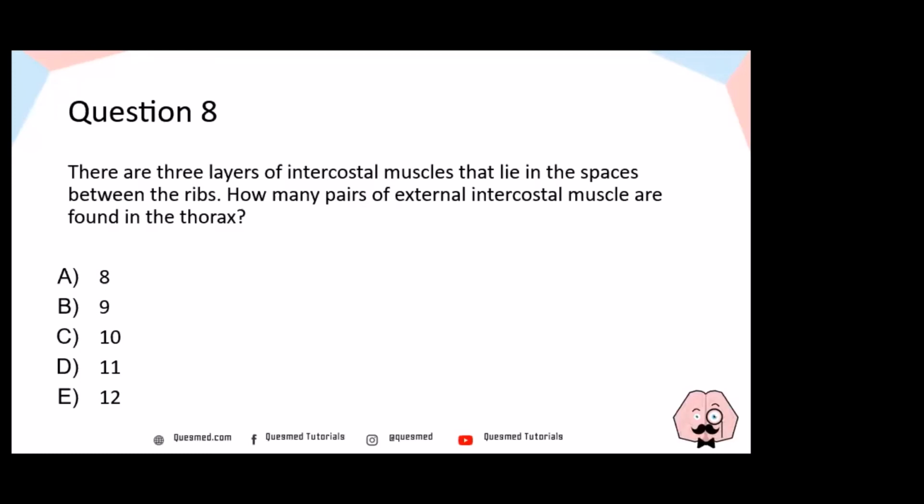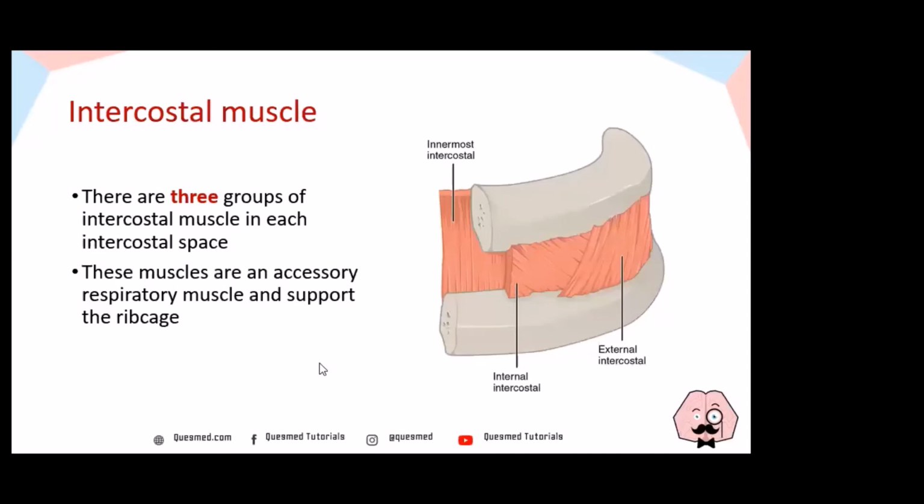So we've got 48% of people have gone for that there are 11 pairs of intercostal muscles, and you would be correct. So basically there are the same number of intercostal muscles as you've got intercostal spaces. So you've got 11 spaces, so you must have 11 muscles. As I said before, there are 3 groups of muscles: the external, internal, and innermost intercostal muscles, and they all support normal respiration.